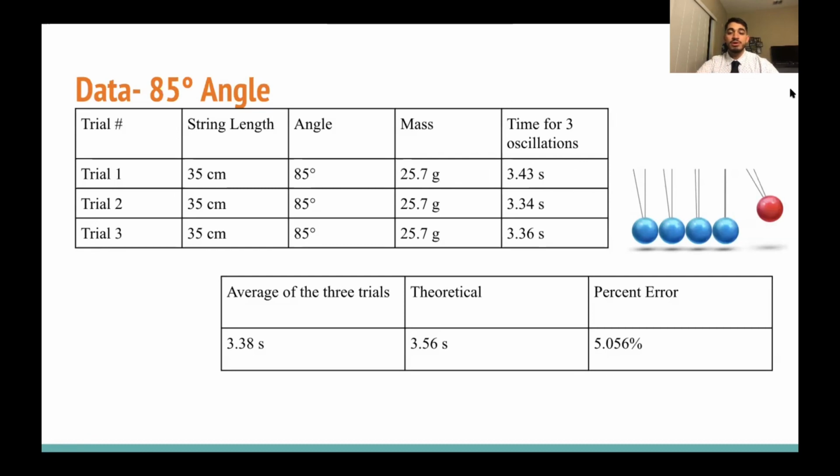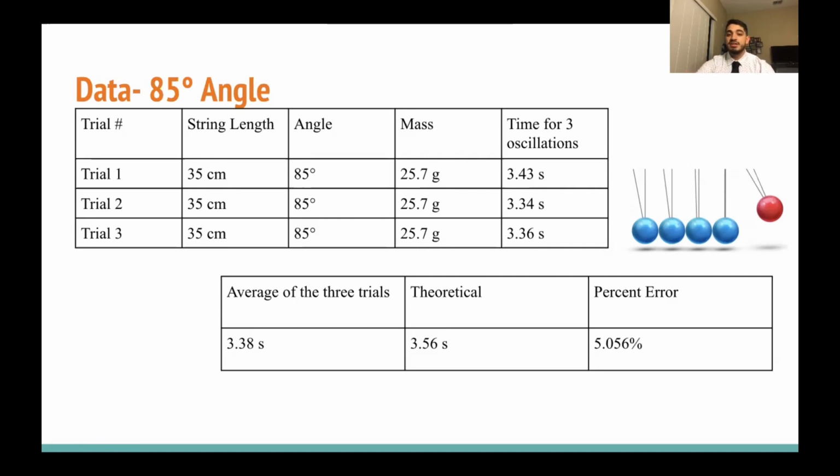Okay, so I'll be going over the specific details about our data collection. In order to attain the data necessary to complete this lab, we first had to start off by setting up the pendulum experiment. This involved us using a string, a weighted sphere, a protractor to measure our desired angles, and a stopwatch to measure the time that it took to reach 3 oscillations. We started off by cutting the string to a length of 35 centimeters and attached both ends of the string to the weighted sphere and the pendulum stand.